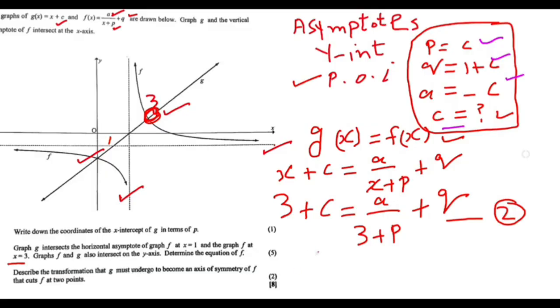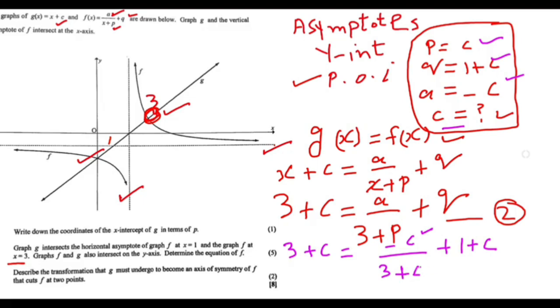So now, 3 plus c we don't have, is equal to, place of a gonna be a negative c over 3, place of p is gonna be a c, and place of q gonna be a 1 plus c, plus 1 plus c. Now I'm gonna solve algebraically to find the value of c.